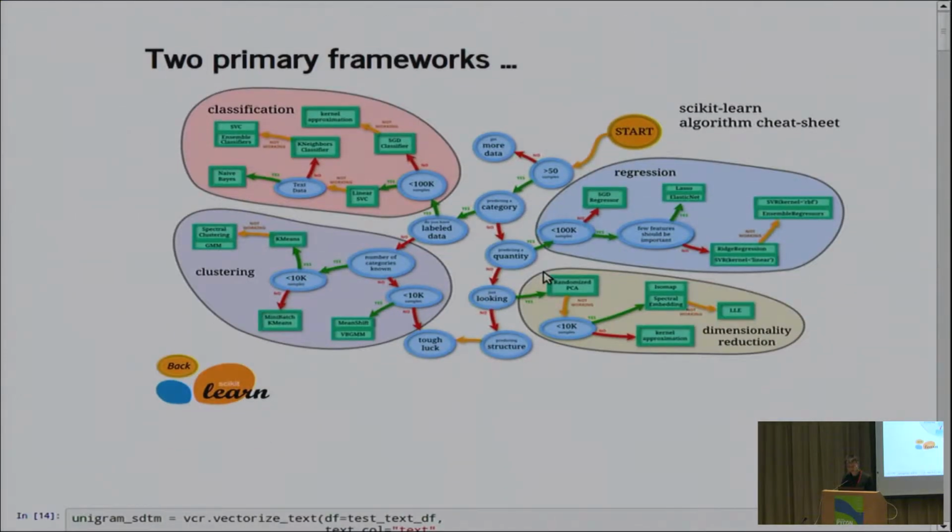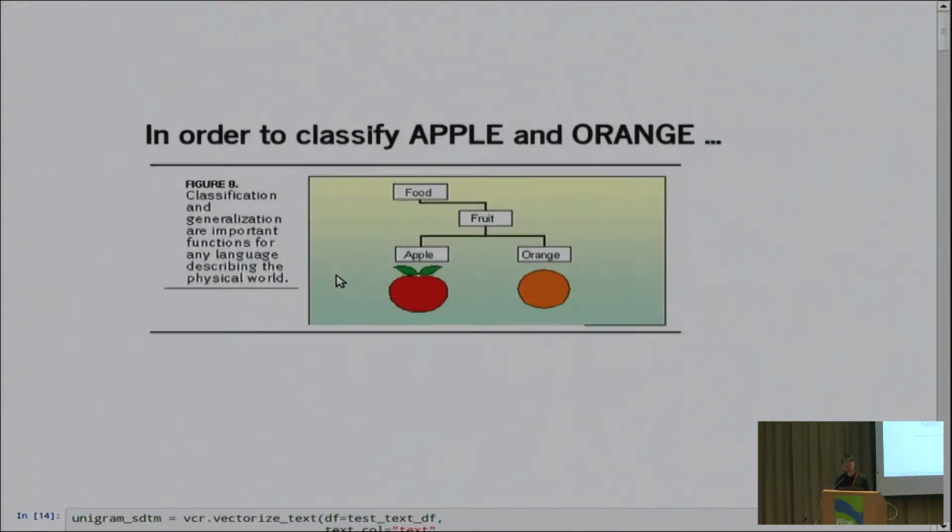So let's start. There are two primary frameworks in machine learning. The first kind is supervised learning. It has classification methods and regression methods. And the second kind is unsupervised learning. It has clustering methods and dimension reduction methods. I will give you some examples for classification methods and clustering methods.